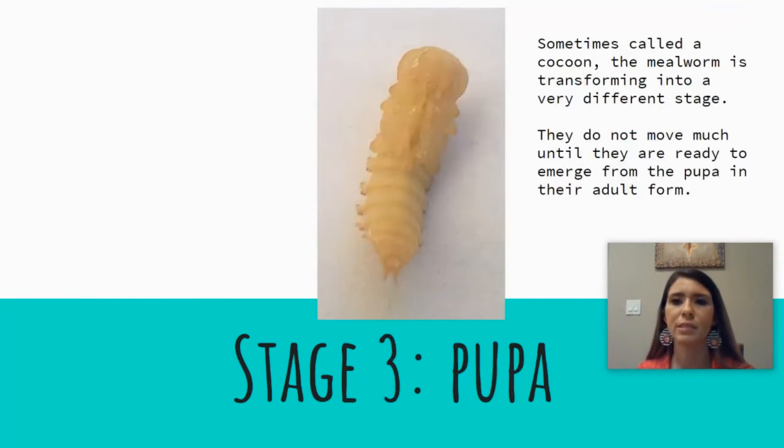Stage 3 is the pupa. Sometimes it's called a cocoon, and the mealworm is transforming into a very different stage. They don't move much until they're ready to emerge from the pupa in their adult form.